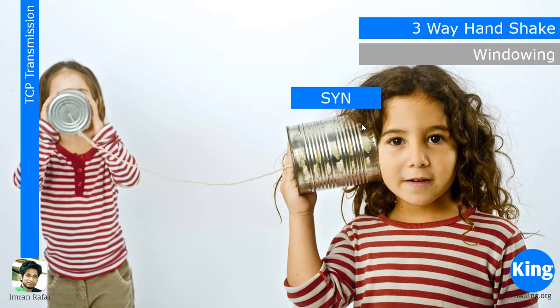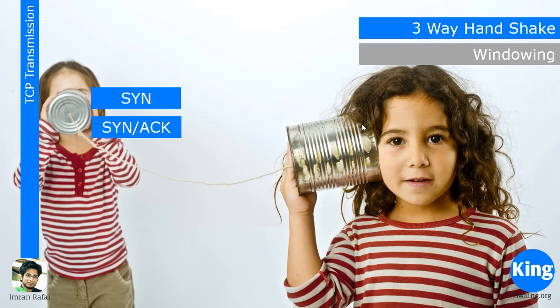So A sends a sync packet to B. B receives that. So B says, okay, somebody wants to communicate with me. Now I need to also tell them that I am ready for it. So how do I say I am ready for it? I would send another sync packet.